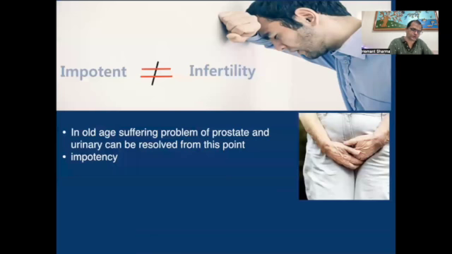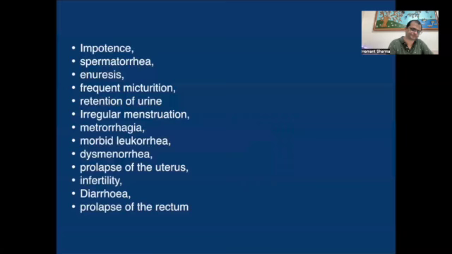CB4 को जब हम stimulate करते हैं, it's a very good point for the enlargement of the prostate in the male and impotency. बुढ़ापे में जो प्रोस्टेट की बीमारी होती है और इम्पोटेंसी की बीमारी होती है, उन दोनों में CB4 बहुत ही बेहतरीन काम करता है. So ultimately, look at here. It's very good for impotency.